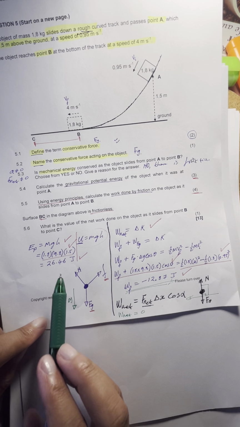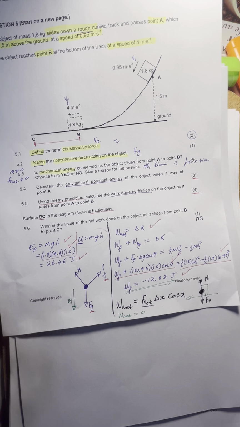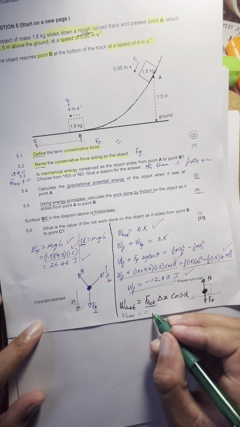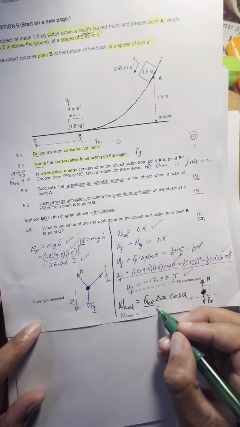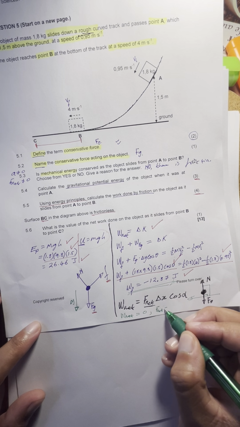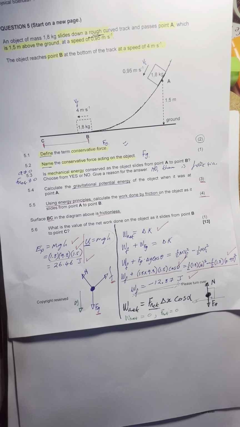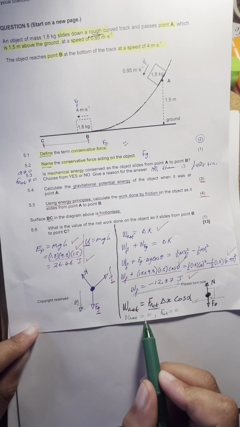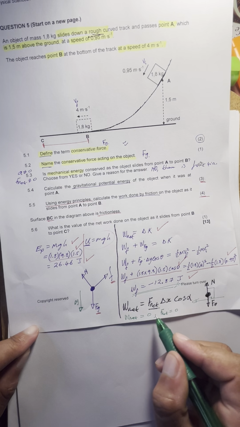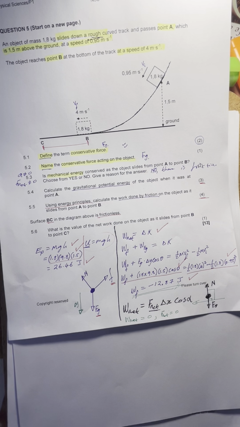In this case, they did not ask you to explain, but say explain now. The reason will be because the net force, F net, equals 0, or there is no acceleration. Remember, there's no friction, so we said the speed will be maintained throughout. So no acceleration, no net force. The net work done is 0 joules. You can write just 0 joules, and the reason will be because there's no net force acting on the object.